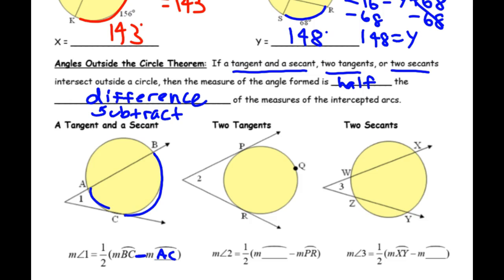What if it's two tangents? Same idea. Angle equals half. What's the big arc named? PQR, since it's a major arc, minus the smaller one, which is PR. Well, they would both be PR. One of them has to be bigger, so it's PQR. All right, and then for angle 3, that angle equals half. The big arc is XY. What's the small arc? WZ. Okay, flip it over. Let's do some examples of those.